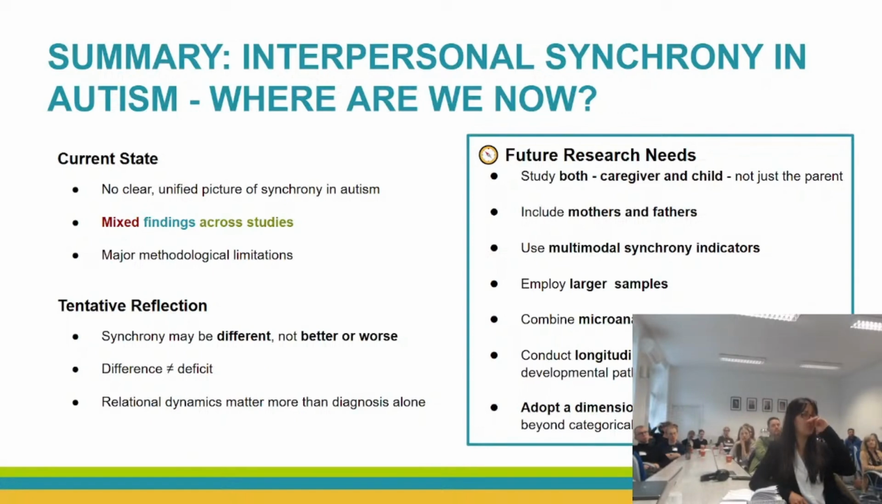So to move forward, we need studies that look at both caregiver and child, include mothers and fathers, go beyond diagnosis, and consider autistic traits dimensionally, even in parents. Use multimodal measures and better methods, and most importantly, follow development over time. Rather than looking for one answer, maybe we should ask better questions. How does synchrony develop? What supports it or hinders it? What does it mean for real relationships? The future lies in studying synchrony more carefully, more inclusively, and as a truly dyadic process.